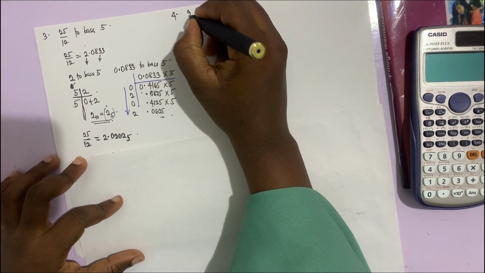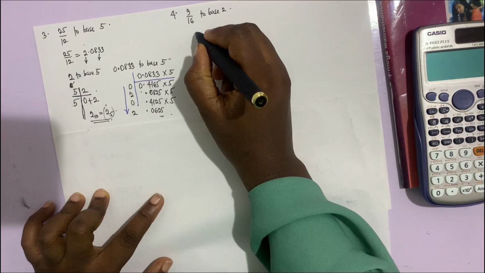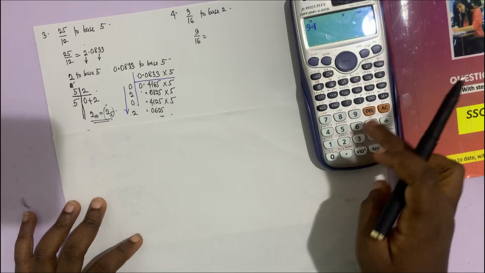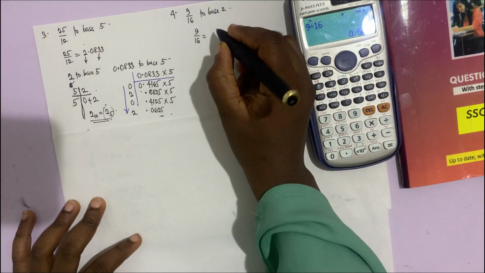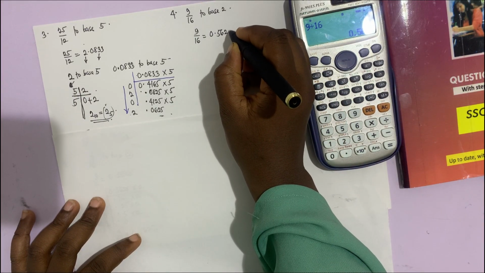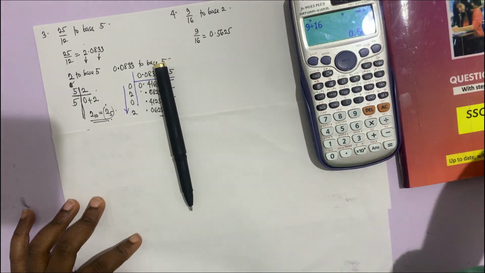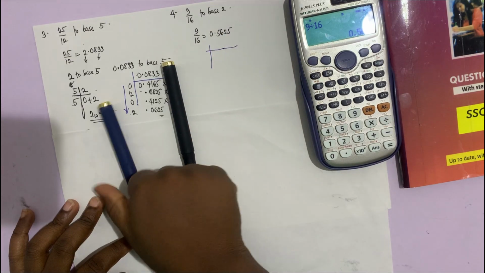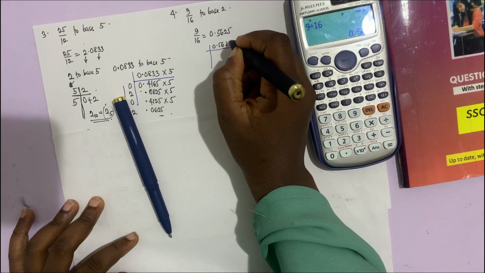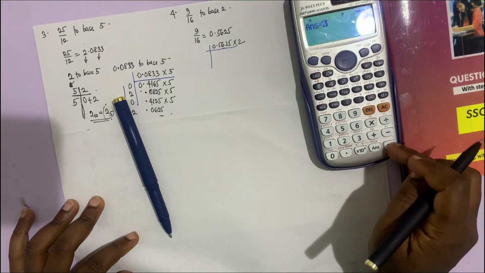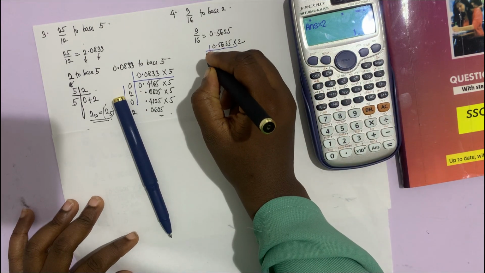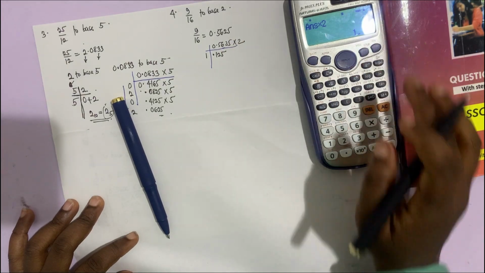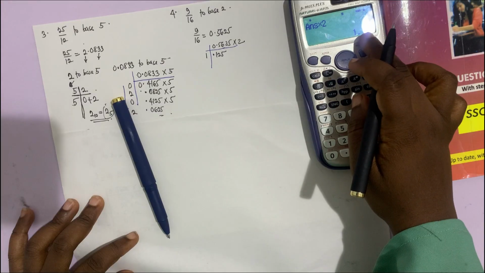Question 4 is 9/16 to base 2. The first thing we want to do is convert 9/16 to the decimal. 9 divided by 16 would give us 0.5625. So what do we need to do? We continuously multiply this by the base we want to convert to, which is base 2. So 0.5625 times 2 would give us 1.125. So the decimal part of the answer, which is 125.